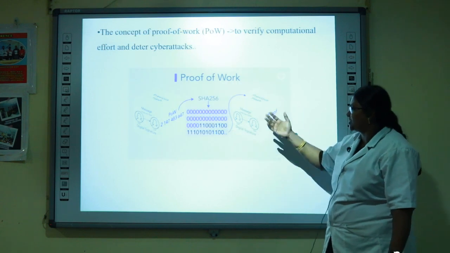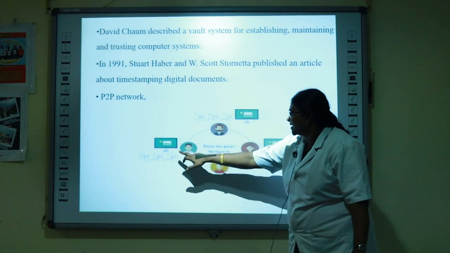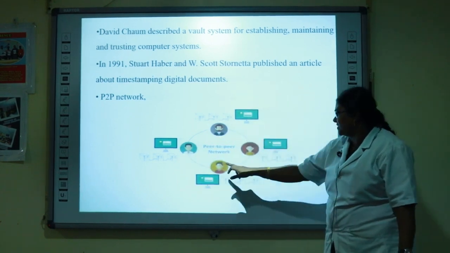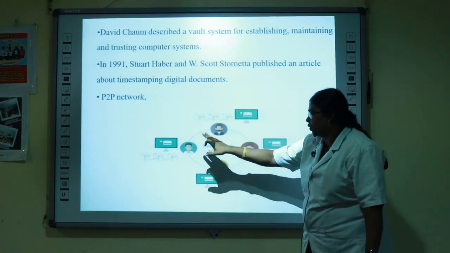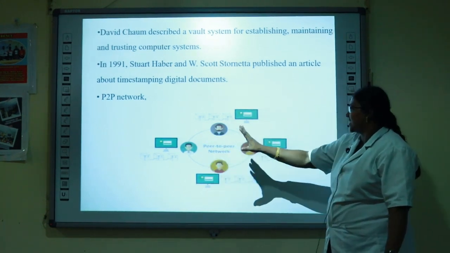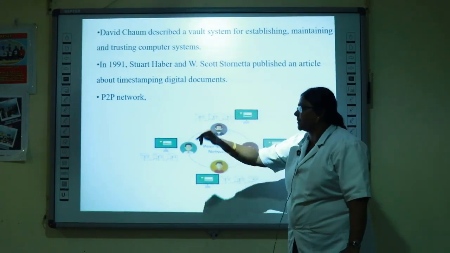Peer-to-peer networks means there is a connection between the 4 persons here. If you have seen, there is no centralized person. So whomever we want to transfer the amount to, we can transfer directly. That is the peer-to-peer network.